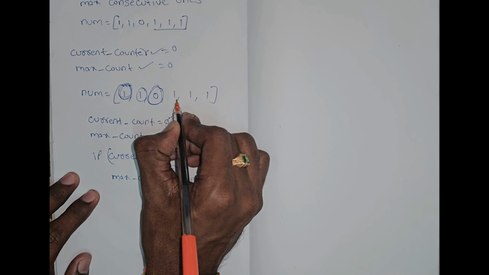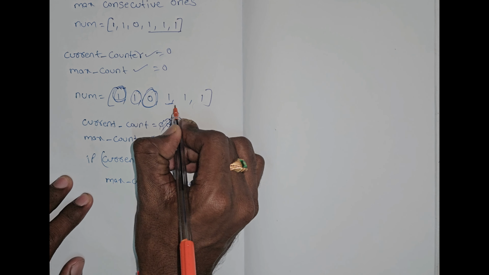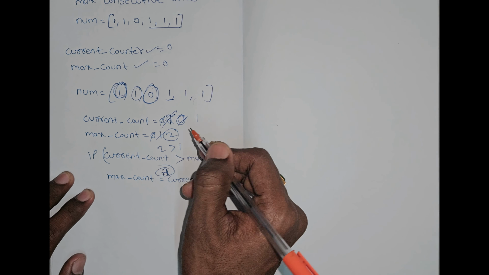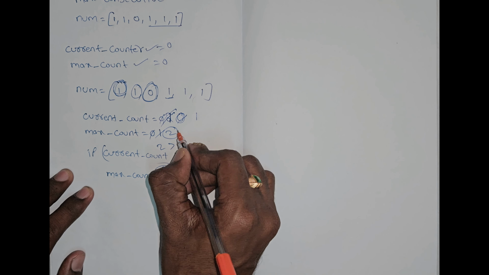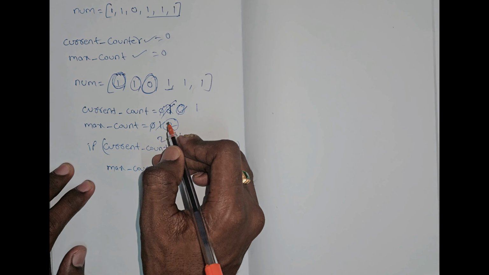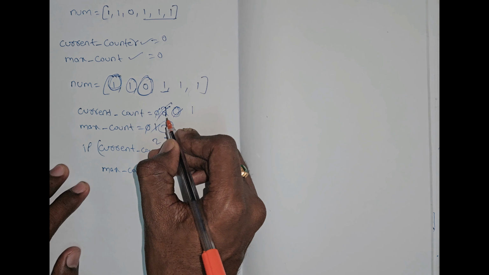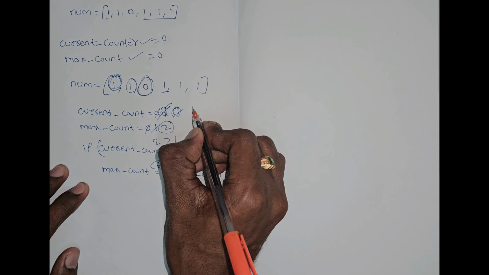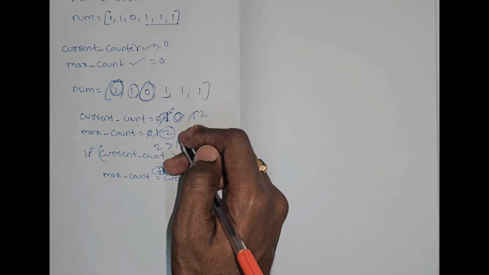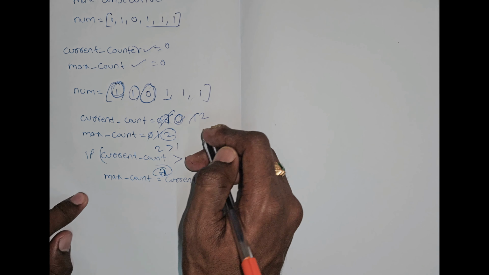Continue, the next number is a 1. We increment the current streak to 1. Is 1 greater than our record 2? Nope, we do nothing. Next is another 1. Our current streak becomes 2. No, we do nothing. And the last number, it's a 1.